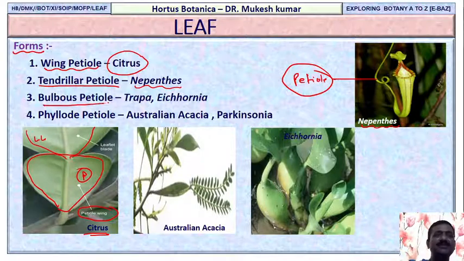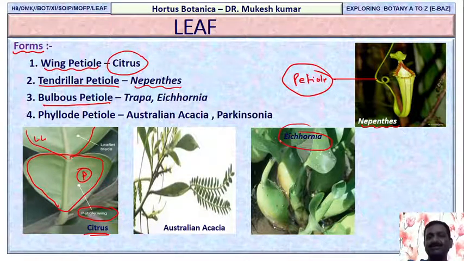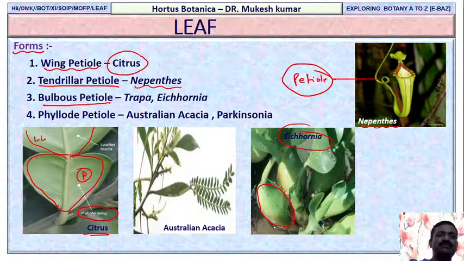Now, bulbous petiole means, in the case of Trapa or Eichhornia, see, this is your petiole, and the whole petiole is swollen, a bulb-like structure, so this is called bulbous petiole.